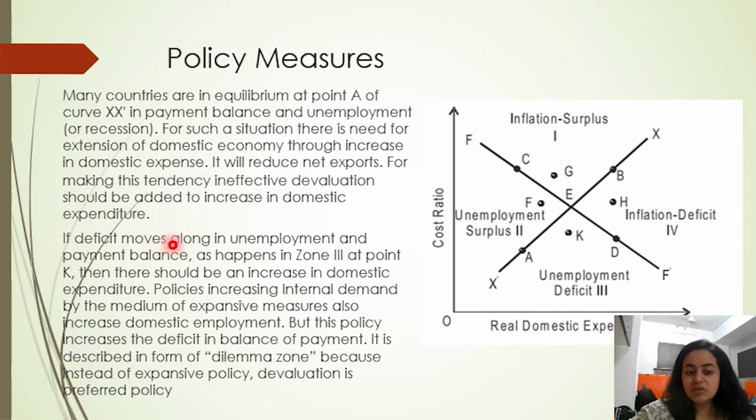If a deficit moves along with unemployment in the payment balance, as happens in zone 3 at point K, then there should be an increase in domestic expenditure. The policy of increasing internal demand by means of expansive measures also increases domestic employment. But this policy increases the deficit in the balance of payments. It is described as a dilemma zone because instead of expansive policy, devaluation is the preferred one.